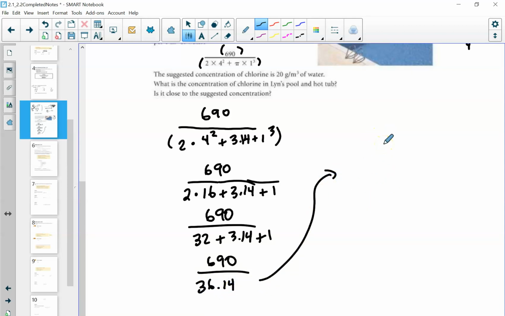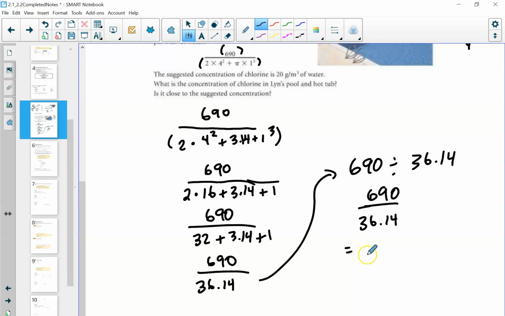And then it's all division. Remember, a fraction is just division, right? So it's really the same as 690 divided by 36.14. But I always like to write it at this level of math, and you should too, as a fraction. So 690 over 36.14. I just basically rewrote that, but I wanted to show you why. All right, now I'm not going to do that in my head, so I'm going to do it with my calculator. 690 divided by 36.14 equals 19.09. I'm just going to round that to 19.1 grams per meter cubed.